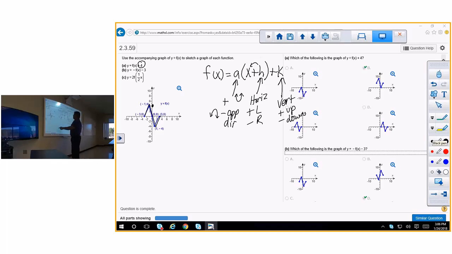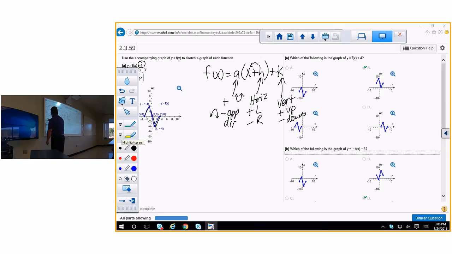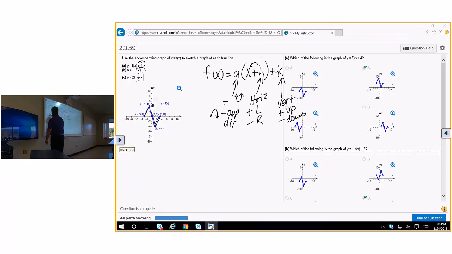Okay, we're looking for this origin at 4, right here. So find the origin at 4. Where is there an origin at 4 with this vertical shift of 4? All right, that's not it. That's negative, that's not it. That's to the left. This is a possibility, and this is not it. So it's got to be this one.